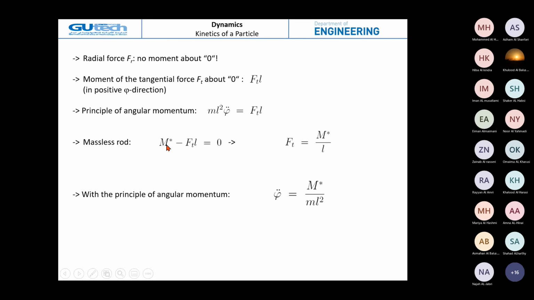Now we have a massless rod, it has no mass. Then we can write the moment, it's only Ft multiplied by L. And then we can determine the force Ft, which is the moment about the point O divided by the length L. And with the principle of angular momentum, we can now determine phi double dot.